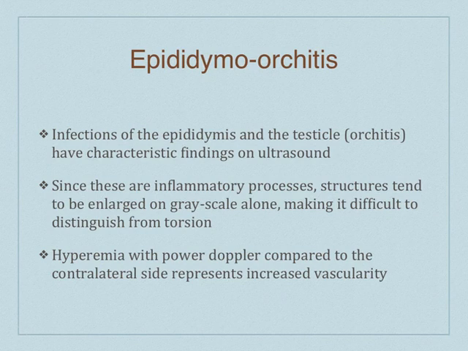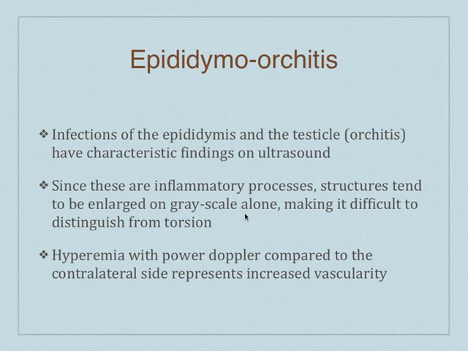We can also look down in the nether regions, down in the testicles and the epididymis. We can see infections down there. Because these are inflammatory processes, structures tend to be enlarged and hyperechoic on the grayscale alone, which can sometimes be difficult to differentiate from torsion, or twisting of the structure on its own blood supply.